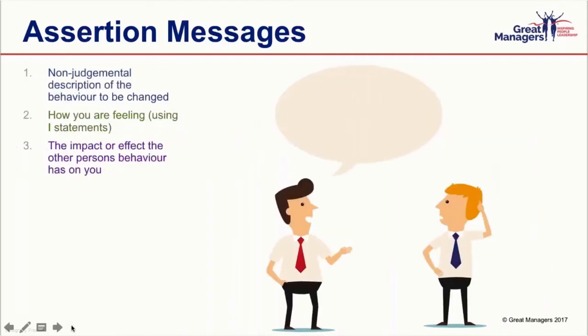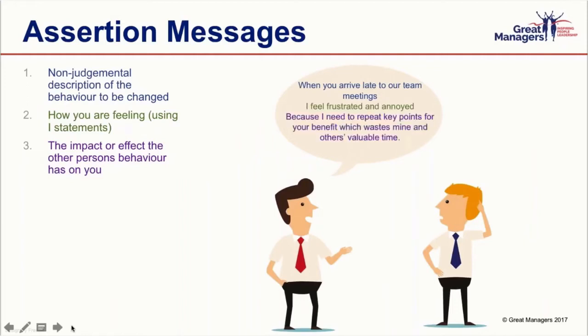So here's an example of how that might look. This might be a late team member coming to the meeting late. Here's an example of the three parts. You might say, when you arrive late to our team meetings, I feel frustrated and annoyed because I need to repeat key points for your benefit, which waste mine and other people's valuable time.